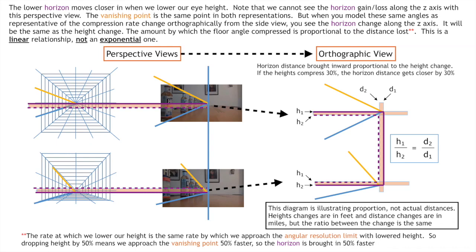So again, our perspective view here is on the left with our potential transversal and orthogonal lines in our horizontal eye line, and the descent and ascent rates represented in yellow and blue along the bottles. So with an orthographic view, looking over here on the right, if the height's compressed 30%, the horizon distance gets closer by 30%.